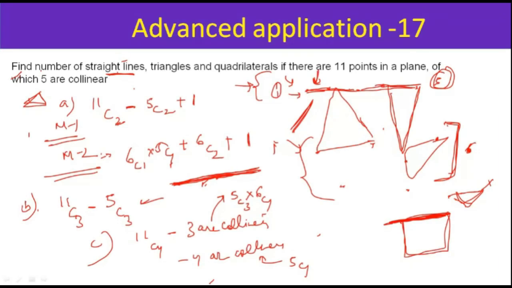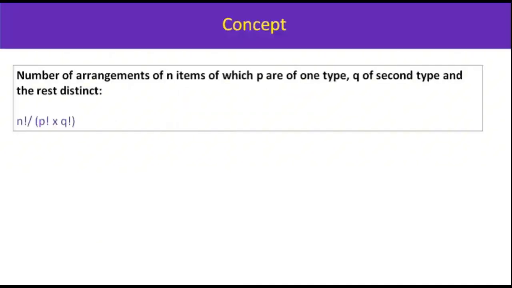Okay, let's quickly cover the next concept, arranging similar items. It's not different. It's something we have already covered. What does it say? Number of arrangements of n items of which p are of one type and q are of second type and rest are distinct. It is n factorial by p factorial.